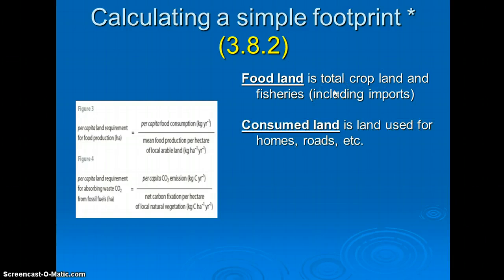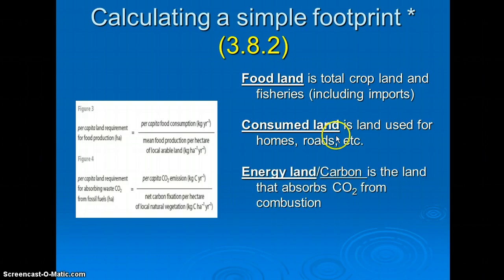It's also about consumed land. In an urbanized area, there's going to be more homes, more roads, and that's going to increase this number as well. In a more rural area, this number goes down, right? The next one is the energy land, also known as sometimes the carbon footprint. As we're combusting our fossil fuels, whether that's oil or natural gas or coal, those things are going to release carbon dioxide during that combustion. Well, this is going to account for the amount of land that is needed to absorb that carbon dioxide.